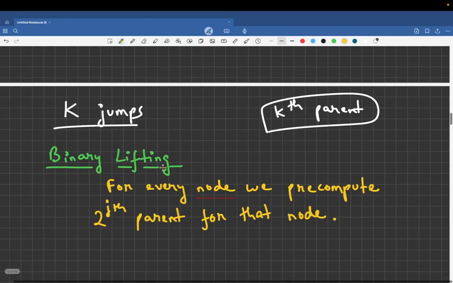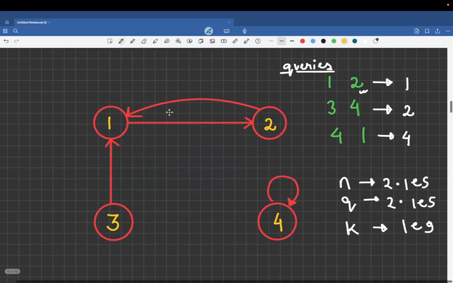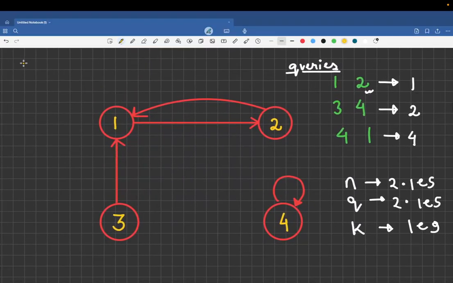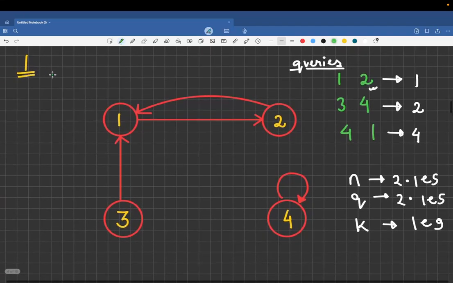Now what do we mean by computing 2 power jth parent? I will just take an example over here. Let's suppose for node 1. Okay. Can you guys tell me for node 1, what will be the 2 power 0th parent? What do we mean by 2 power 0? 2 power 0 is 1. 1 means the first parent for node 1. The first parent of node 1 is where we will be if we are teleporting only one time. So 2, right? So I'm just writing 2.